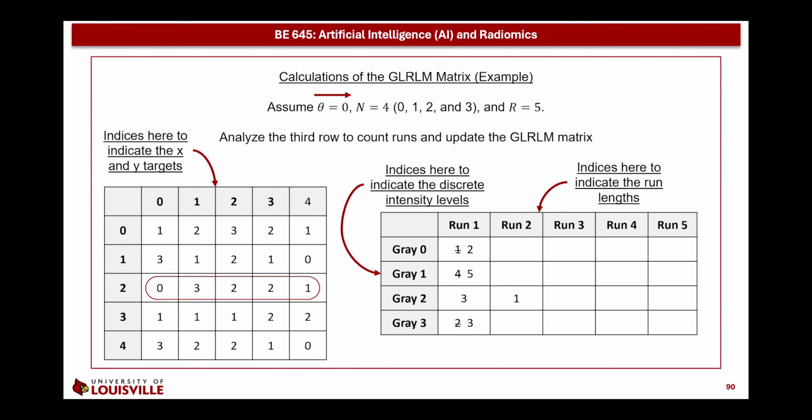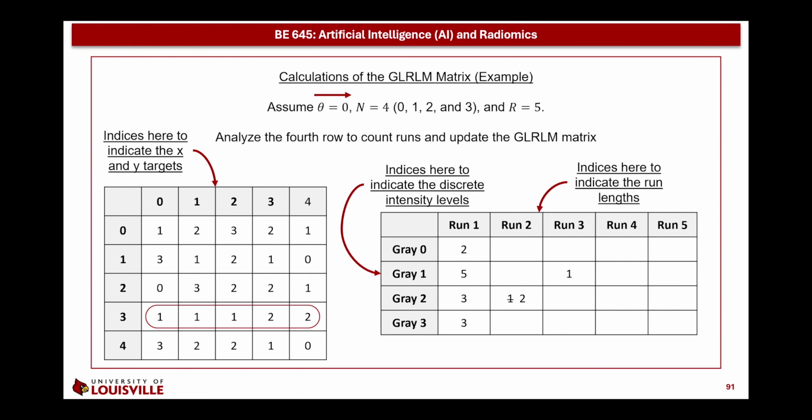So let's go to the third row because we will encounter a run of 2. This is repeated once, so we will add 1 to gray 0, and this is repeated once. We will add 1 to gray level 3, so it will equal 3. And for 2, we will find that there is another neighboring pixel with the same value. So in that case, 2 has a run of 2. So we will go to gray 2, run of 2, and increment that field by 1. Next, 1 is repeated once. We will increase that field by 1.